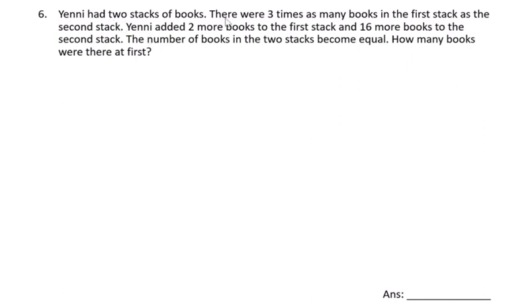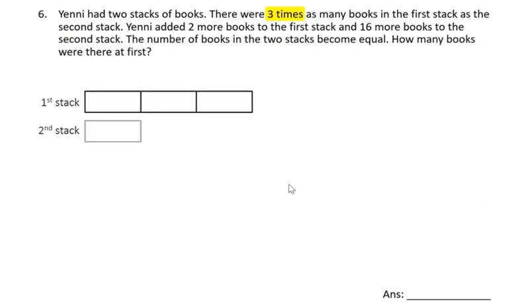So you draw 3 times as many in the first stack than second. So I write first stack, second stack. First stack got 3 times, so I draw 3 units. Second one will be 1 unit. So she's going to add books, 2 more to the first stack. So when you add more, right, you dot out, dotted line. But then second stack also add 16 more.